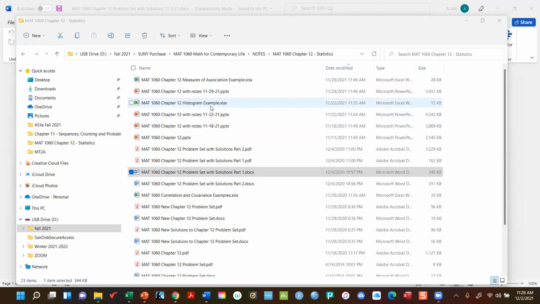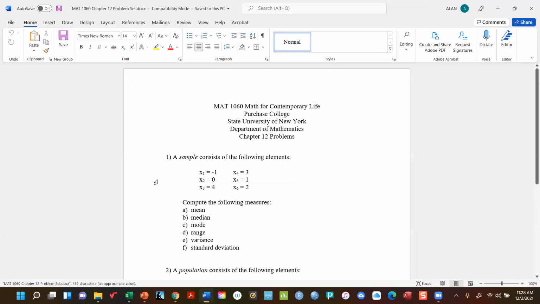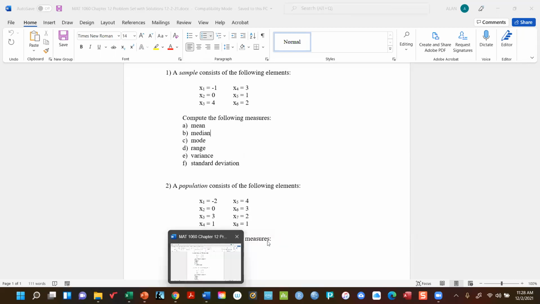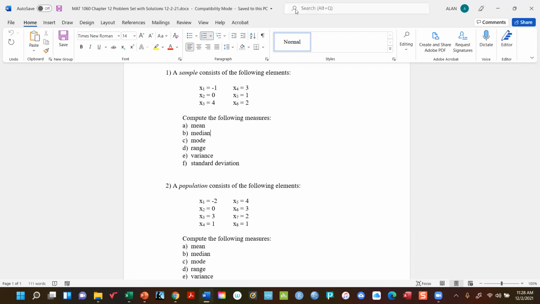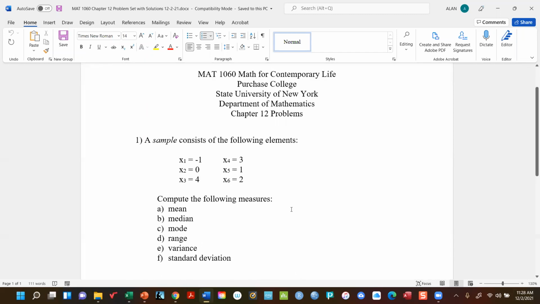So anyway, let's get to the problem sets now. Actually, there's only the one for chapter 12. And it just basically covers everything we've done in this chapter 12. Except, like I said, you'll not be asked to do the correlation or covariance measures because they're very, very complicated. So what we're going to do instead, as you can see, is look at the basic measures of association and the basic measures of central tendency and measures of dispersion that we've learned in this chapter. Okay, so why don't we start here?